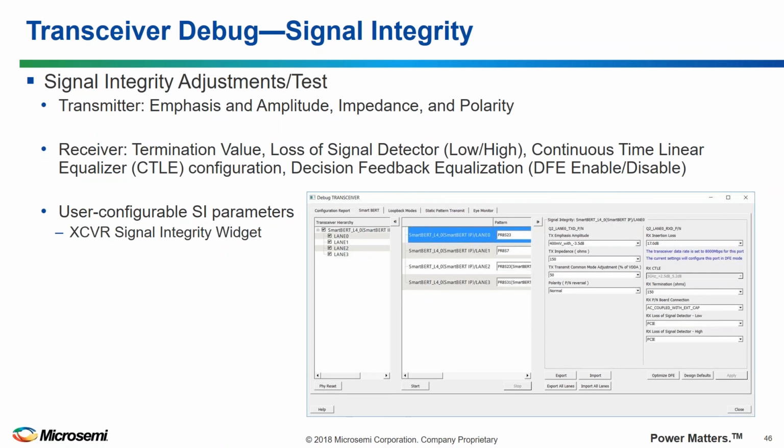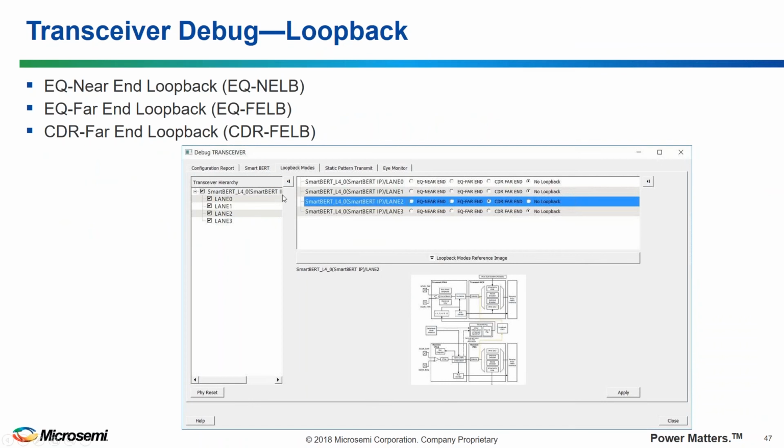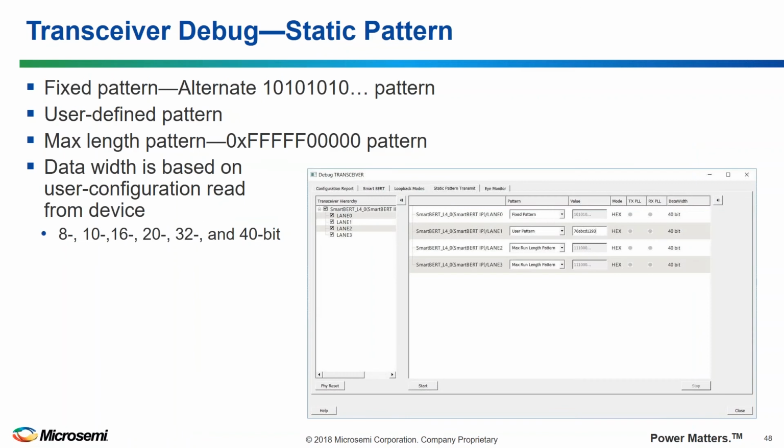We have a tab that lets you specify different loopback modes for the different transceiver lanes. You can do near end, far end loopback, or no loopback at all if you want to. And then you have the ability to put static patterns through the lanes. You can do a fixed pattern of alternating ones and zeros. You can have user-defined patterns. You have a max length pattern, where half the data is ones and half the data is zeros, and the width matches the width of the transceiver lane.